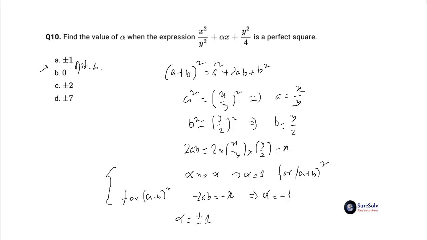Important concepts and techniques used for solving this problem are forms of a perfect square and comparing like terms of two quadratic expressions.